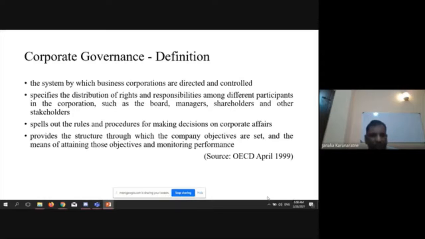It also spells out the rules and procedures for making decisions on corporate affairs, and provides the structure through which the company objectives are set, and the means of attaining those objectives and monitoring performance. So it also provides a structure for setting objectives and monitoring the attainment of those objectives.